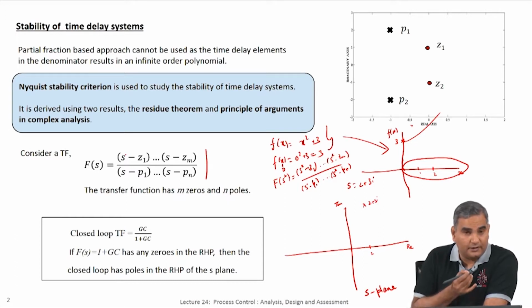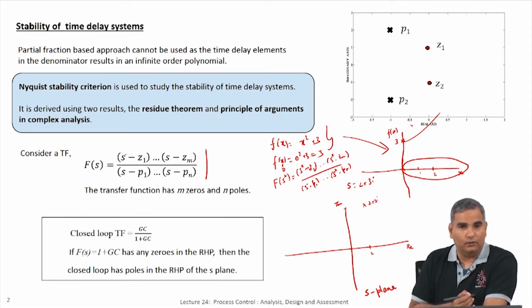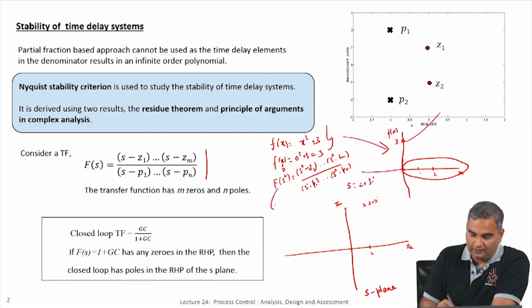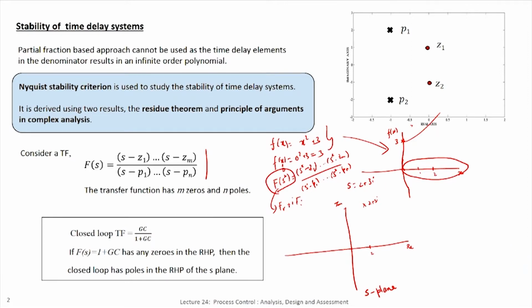So, f of s itself is a complex number. So, for example, if I put s equal to s star and this turned out to be some f real plus j f imaginary, this is the complex number value it turns out to be, then to plot that I need another plane, which is what I am going to call the f of s plane.